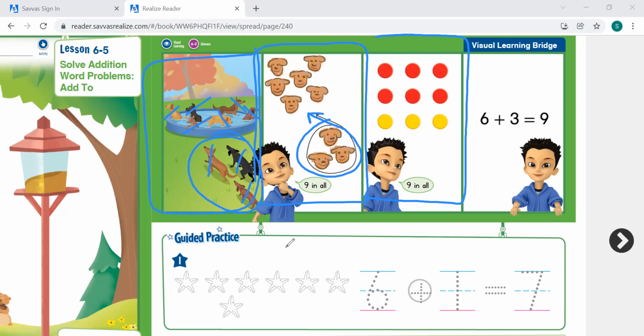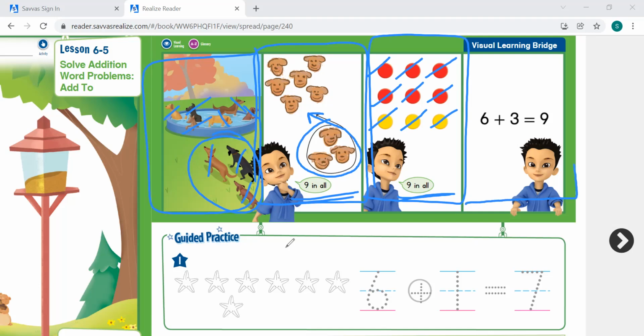Let's look at the third box here. What does this picture show? This picture shows counters. How many counters are there? Let's count them. 1, 2, 3, 4, 5, 6, 7, 8, 9. There are 9. How is this picture similar to the first 2? They each have 9 in all. Here they were using counters, and here they were using the pictures to represent the dogs.